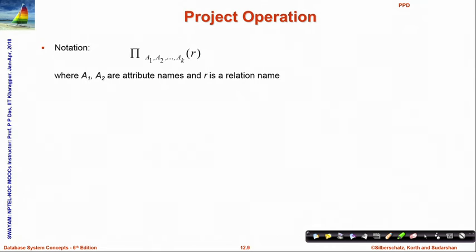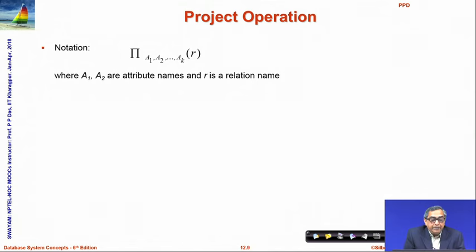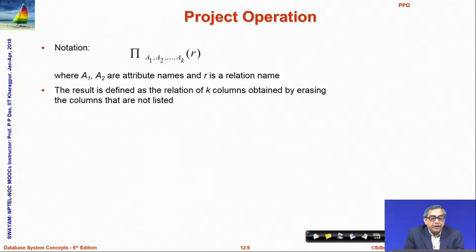Next, we move on to the second operation, which is the project operation, where a relation can be projected in terms of a number of attributes. So, pi is the notation, R again is the relation, and the subscripted A1, A2, up to AK are k attribute names, k has to be at least 1, and these attributes will be retained in the relation. So, the result is defined as the relation of k columns by erasing all the columns of R which are not listed amongst A1 to AK.